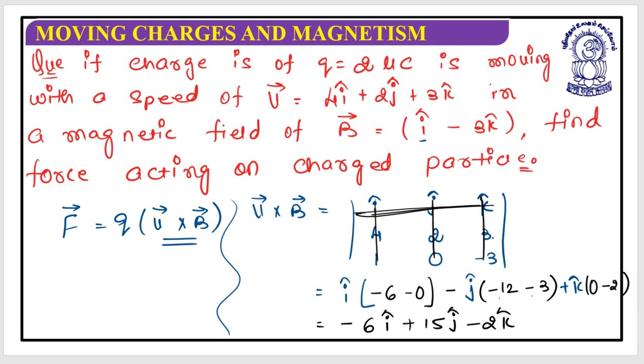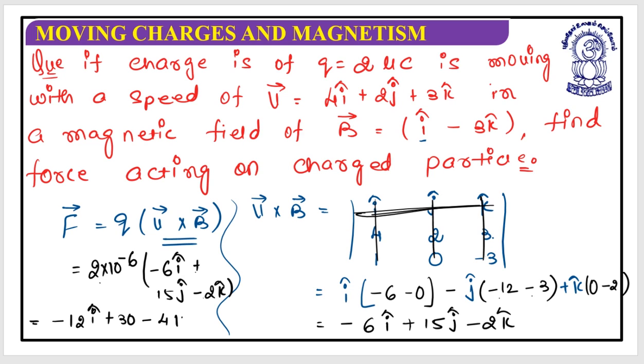This is the v cross B. I need to multiply this with the q. It's 2 into 10 to the power minus 6 multiplied by v cross B, which is minus 6i plus 15j minus 2k. So that could be written as minus 12 i cap plus 30 j cap minus 4k cap, into 10 to the power minus 6 newton. This is the force acting on the charged particle during its motion within the magnetic field.